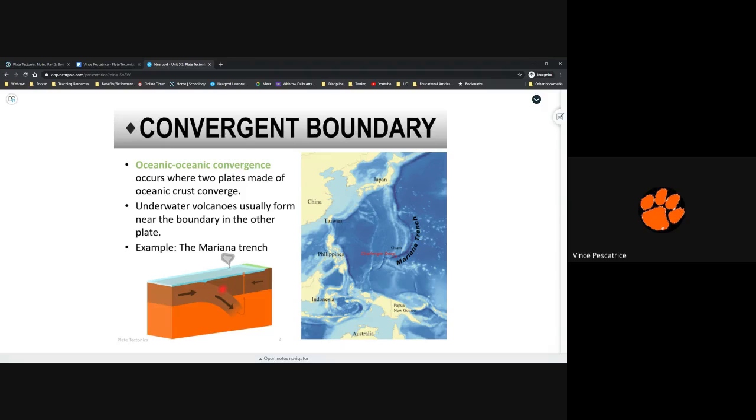So if you look, one of them is off the coast of Japan and China, and it's over in the Philippines. It's right there. It's just a big bunch of ocean.